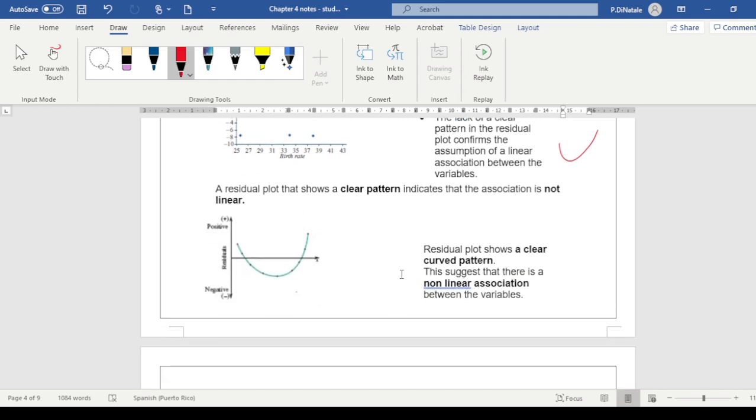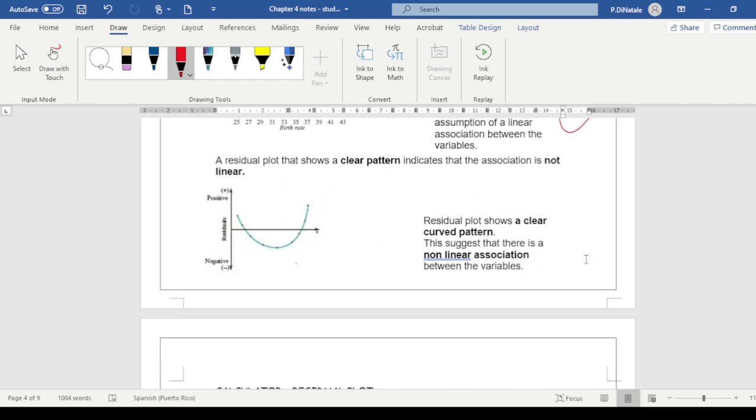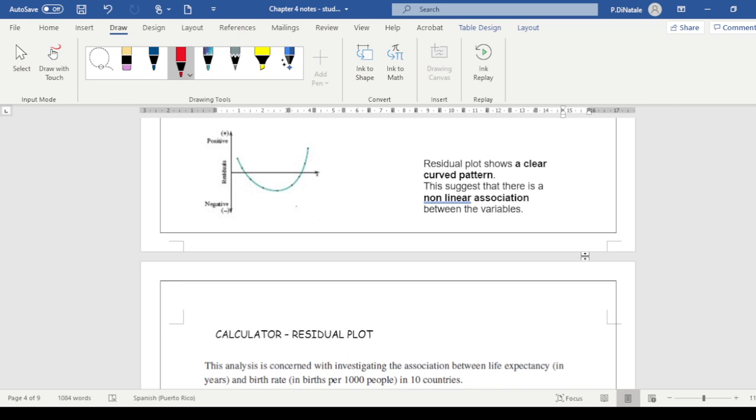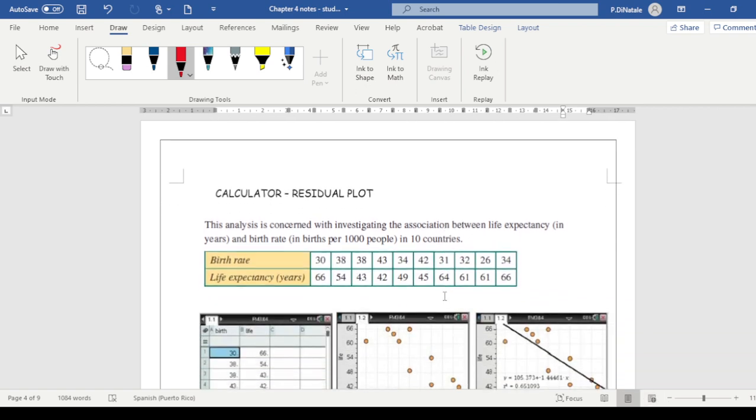A residual plot that shows a clear pattern like this is not linear. Okay, not linear. Okay, very important, this suggests a non-linear assumption. Now, it doesn't have to be this clear of a pattern, but it's got to have a pattern. Of course, we can do all this on the calculator.